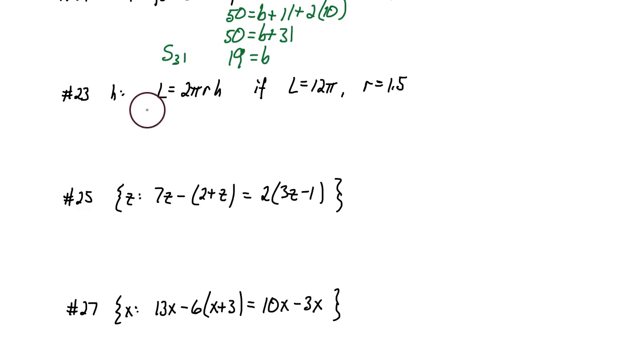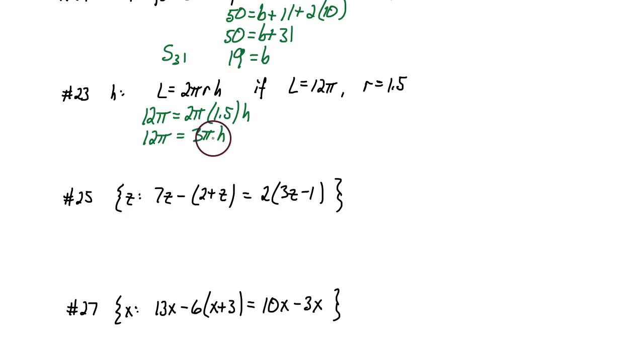For number 23, let's solve for lowercase h. The capital L gets replaced with 12 pi, and the lowercase r gets replaced with 1.5. And then here's the h. We can simplify the right side a little bit by multiplying the 2 and the 1.5. So our equation is rewritten as 12 pi equals 3 pi times h, because 2 times 1.5 is 3.